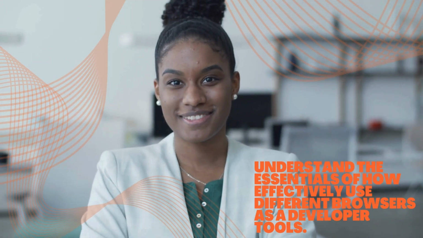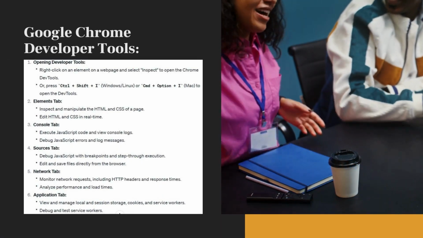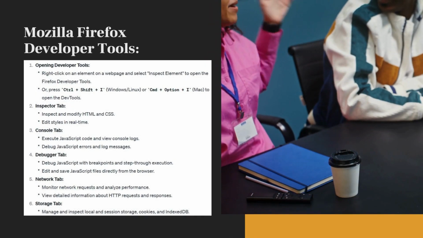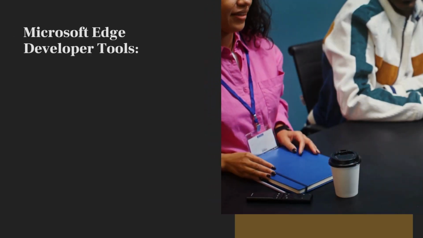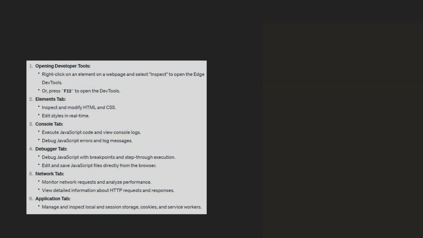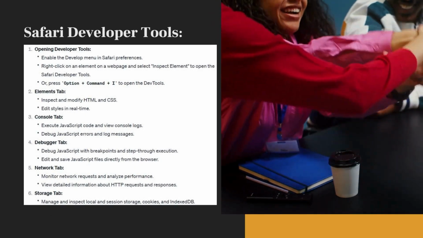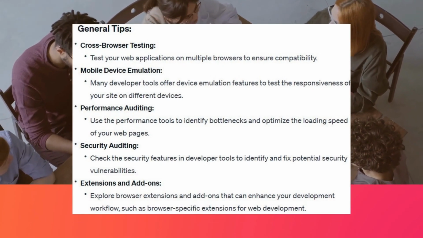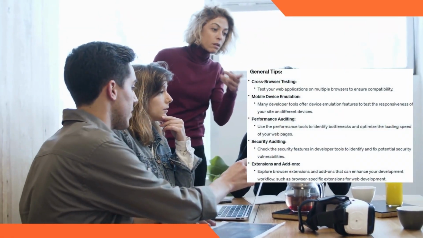Understand the essentials of how to effectively use different browsers as developer tools. Web developers often use various browsers' development tools to inspect, debug, and optimize web applications. The major web browsers such as Google Chrome, Mozilla Firefox, Microsoft Edge, and Safari provide built-in developer tools that offer a range of features. Here are some of the essentials for effectively using different browsers as a developer tool.